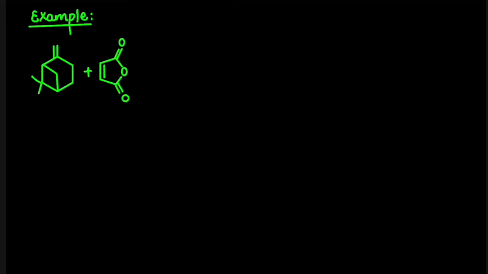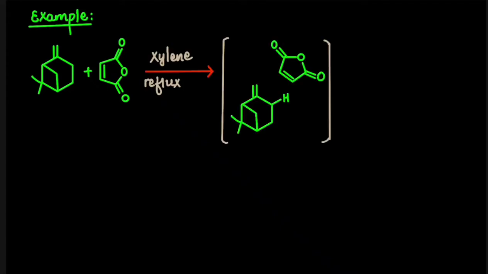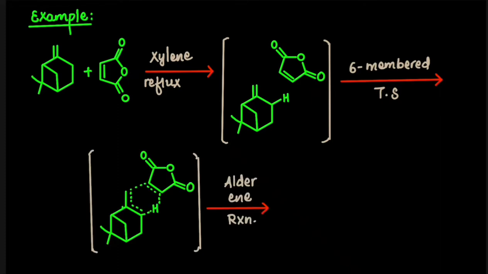Well, here is an example of an ene and an enophile reacting. In the presence of xylene reflux, now we can see a transition state which is a 6-member transition state. Bond making and breaking processes can be seen that finally result in a product. Now let's look into another example.